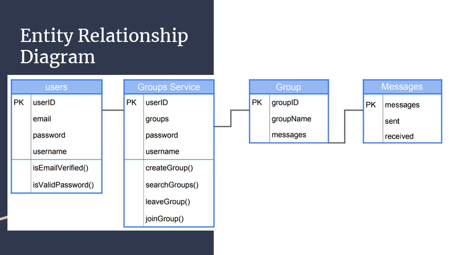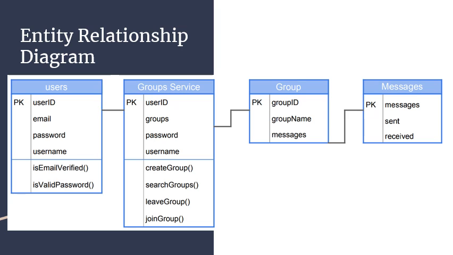This is our ERD chart. So we have users, and we begin with a user ID, email, password, and username for each user. This is very similar to our other setup for the contacts manager, except for the addition of a username. We also have our is email verified and is valid password functions that we plan to have.